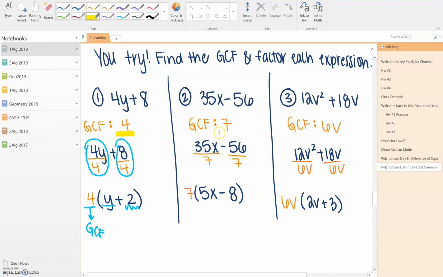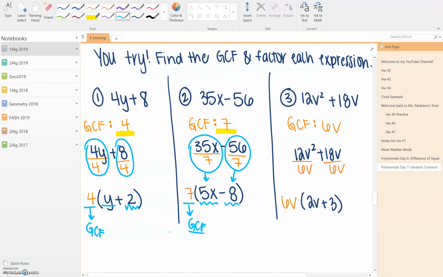For number 2, the greatest common factor is 7, so I'm going to divide both of the terms in that expression by 7. So 35x divided by 7 is 5x, and then 56 divided by 7 is 8, and then the greatest common factor is going to come right in front.